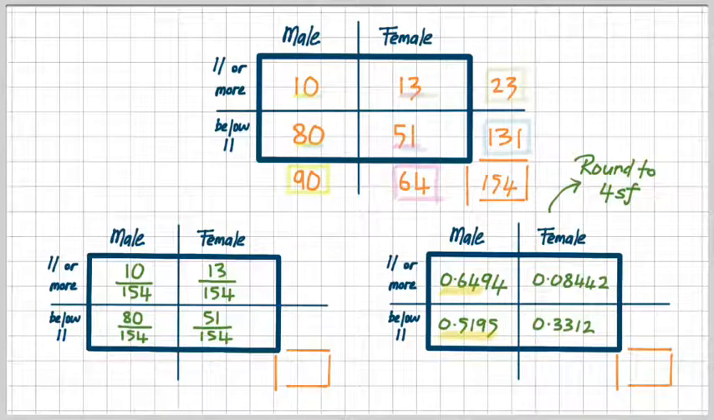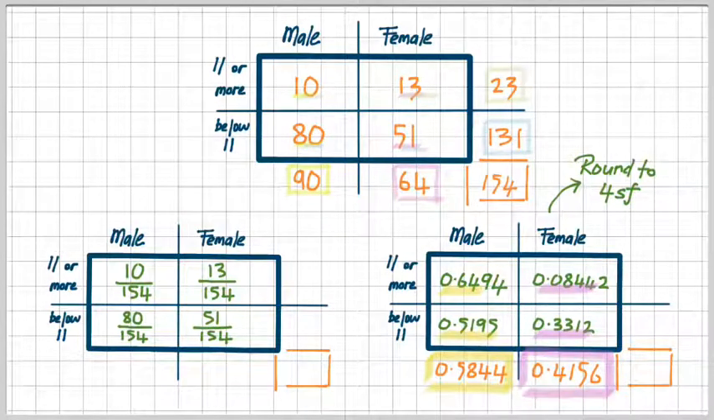Now, what we can do now is total these probabilities up. So when I say total, let's take these two and add them up, and we get 0.5844. Just like we added the 10 and the 80 to get 90 previously, we're going to do the same with the probabilities. And we're also going to do the same for the females. So the female column, we add up, and we get 0.4156.